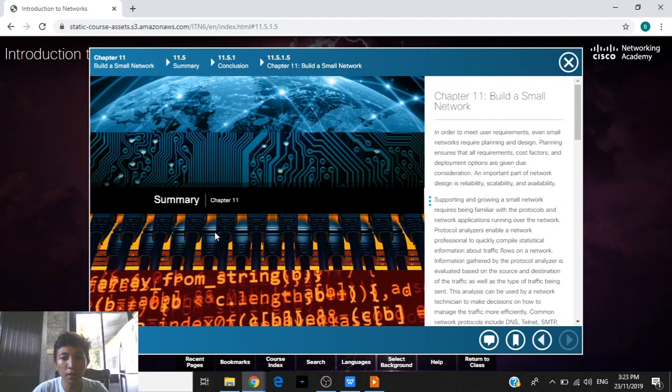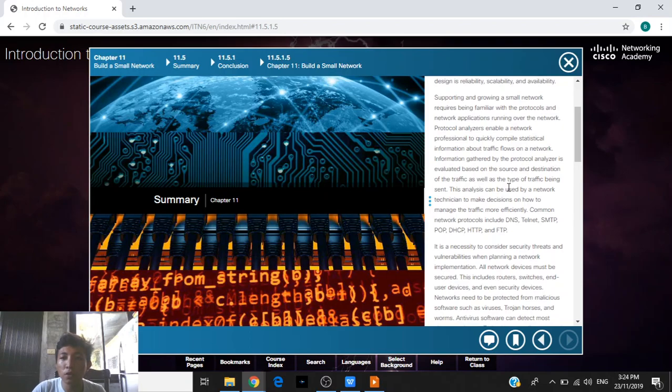Then let's go to the summary of Chapter 11 in NetACAD, which is Build a Small Network. So in order to meet user requirements, even a small network requires planning and designing. Planning ensures that all requirements, cost factors, and deployment options are given due consideration. An important part of network design is reliability, scalability, and availability. Supporting and growing a small network requires being familiar with the protocols and network applications running over the network.